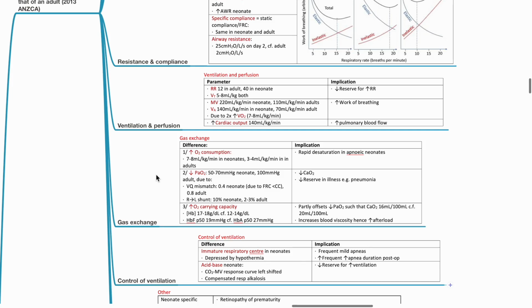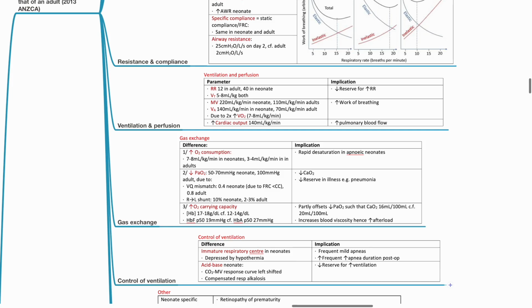Minute ventilation is 220 ml per kg per minute in neonates, compared to 110 ml per kg per minute in adults. Alveolar ventilation is 140 ml per kg per minute in neonates compared to 70 ml per kg per minute in adults. This is due to a 2 times increase in VO2 in the neonates, 7 to 8 ml per kg per minute compared to 3.5 ml per kg per minute in adults. Implication, increased work of breathing.